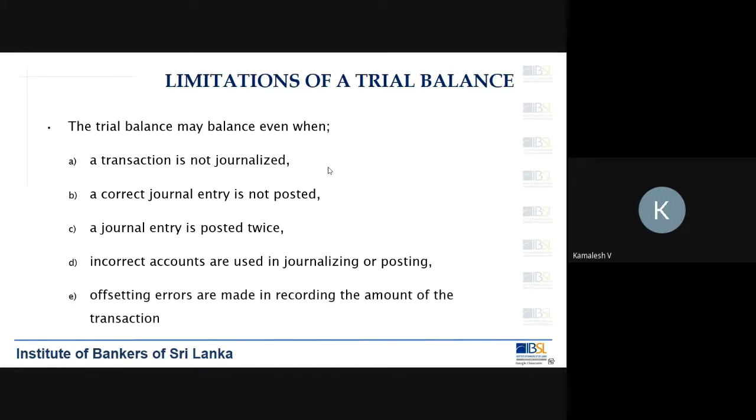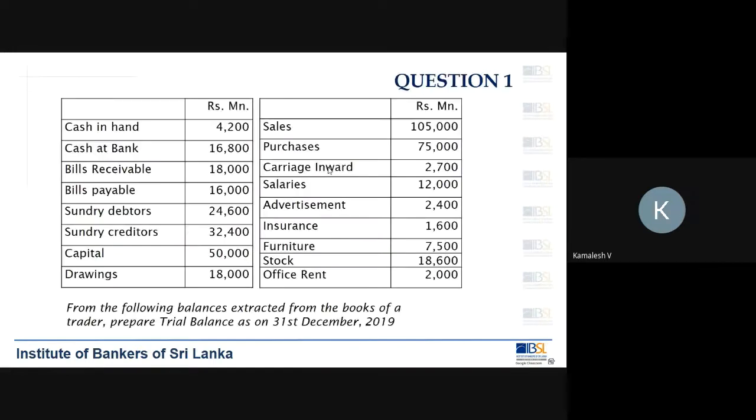Then there could be offsetting errors, like the example that I showed you. Instead of putting it on the credit column, you put it on the debit column. Similarly, you put the sundry debtors on the credit column. So that's an offsetting error. One error offsets the other, so there is no issue to the trial balance.